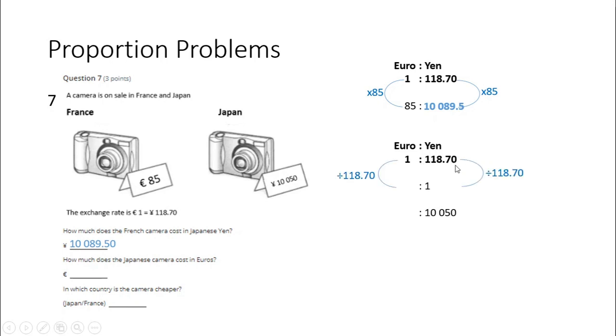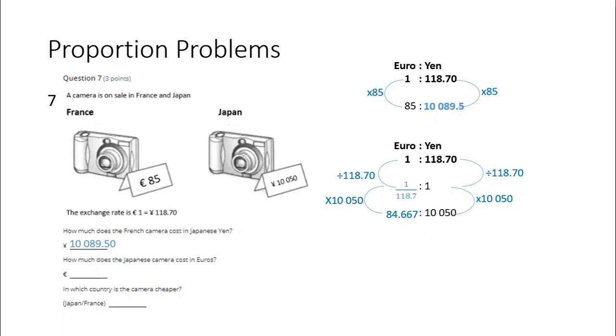I divide 118.7 by itself to get 1. And if I'm dividing this side by 118.7, I'm dividing that side by 118.7, which is going to be a horrible looking decimal value. So I'm just going to leave it as a fraction, 1 over 118.7. My next step, to make it nice and easy like I did above, I just had to times 1 by 85 to get 85. Here I'm going to times 1 by 10,050 to get 10,050. I need to do the same thing to both sides though, so I'm going to times this side by 10,050 as well. That gives me 84.667.